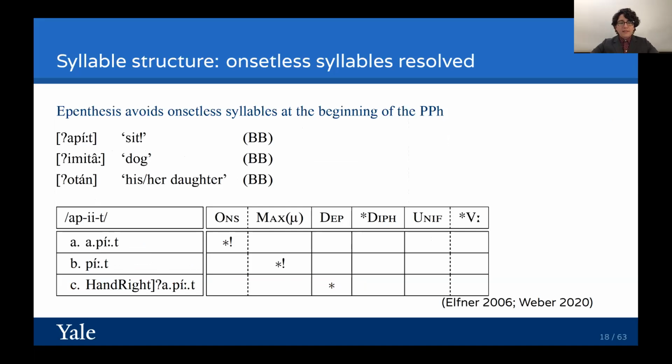When an onsetless vowel occurs at the left edge of the phonological phrase, there isn't a preceding vowel that it can fuse with, and so instead there's an epenthesis of a glottal stop in this position. And luckily for us, the exact same constraint configuration that we saw before predicts this. Okay? So candidate C is the optimal candidate here.